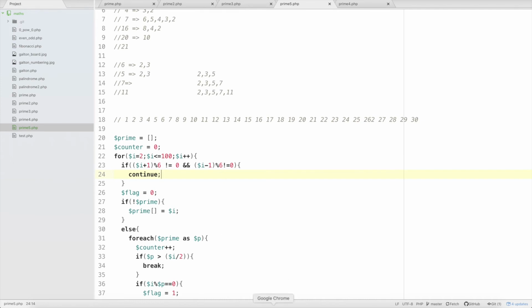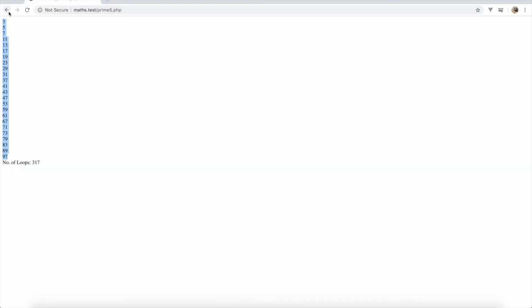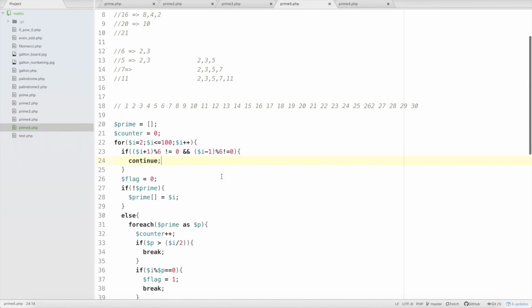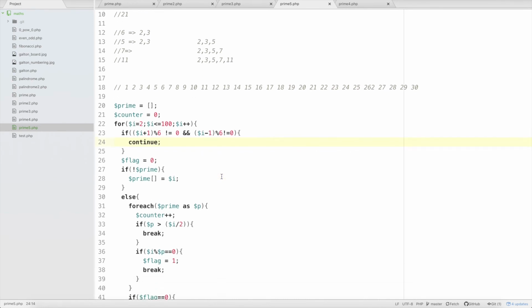So let us see if we can generate the same number of primes but reduce the loop. We had 317 loops before adding the one condition that we just added. Let's see if we were able to reduce the loop and get the answer correctly. So we have 317 here. If I refresh, it reduced to 171, which is absolutely perfect. And for the number of primes, we can see we just skipped 2 and 3. I just want to remind you that 2 and 3 should be skipped.